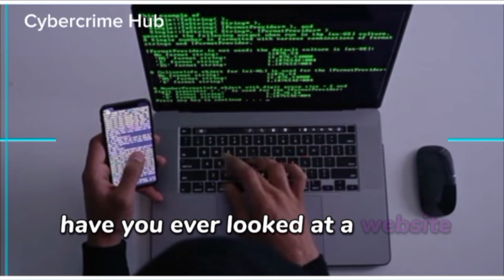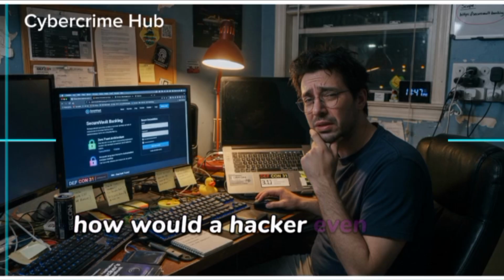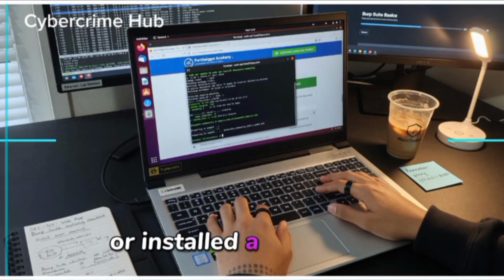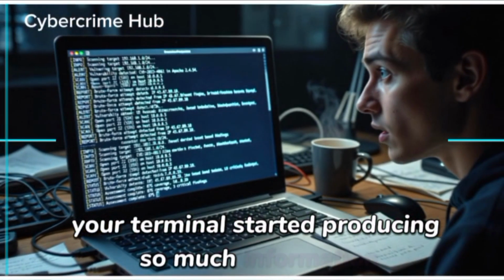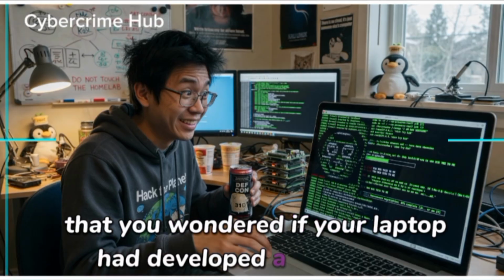Have you ever looked at a website and thought, how would a hacker even know where to start? Or installed a security tool, pressed enter, and suddenly your terminal started producing so much information that you wondered if your laptop had developed a personality?